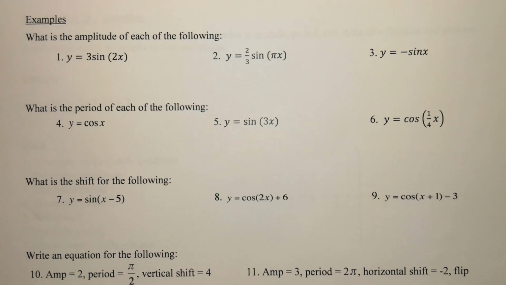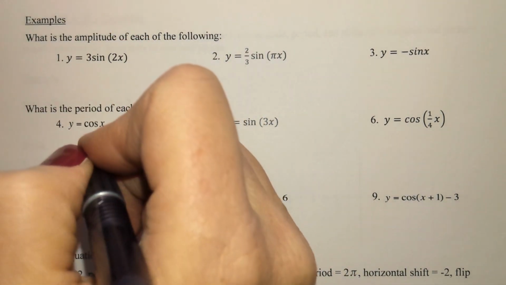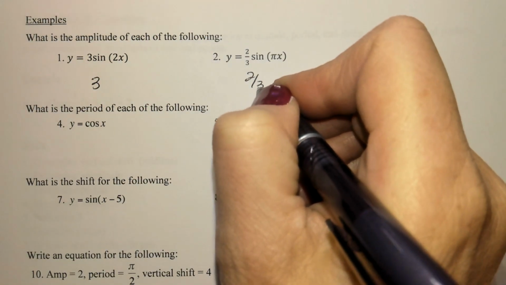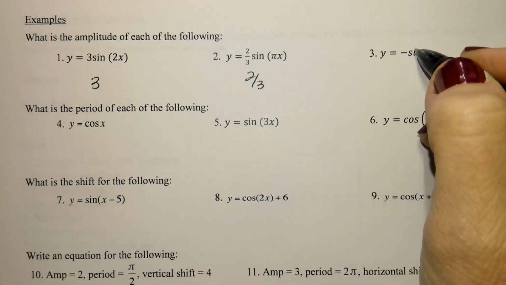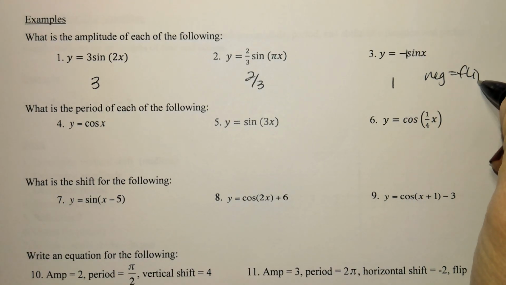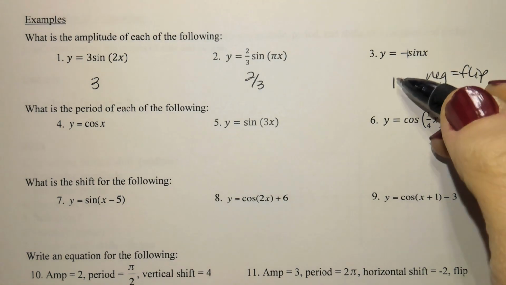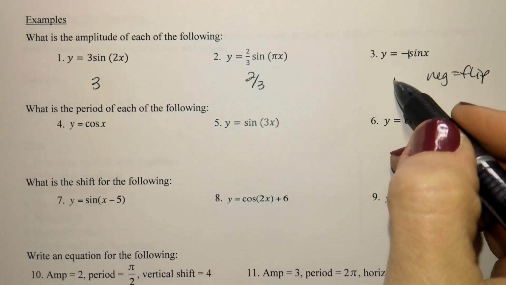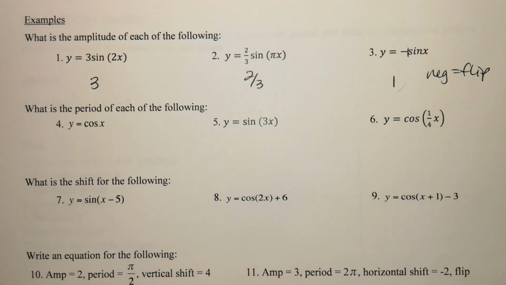First few, just say, what is the amplitude? Amplitude is located in front of the function. So the amplitude here is 3. This one is 2/3. This one's a little tricky. The amplitude is just 1. The negative is actually a flip, and that has nothing to do with the amplitude. The negatives just happen to sit out front, so it looks like they belong with the amplitude, but they are separate. Amplitude for this is 1. The negative is the flip.